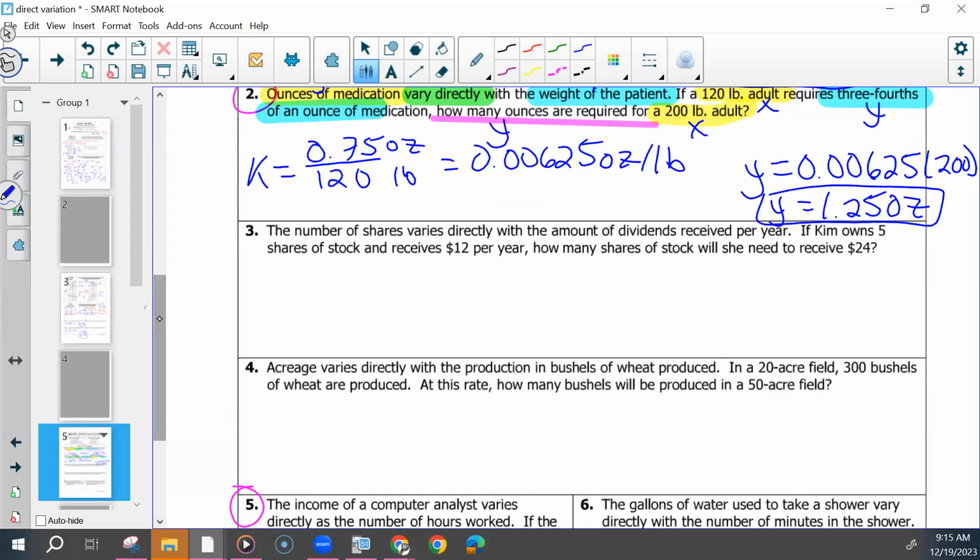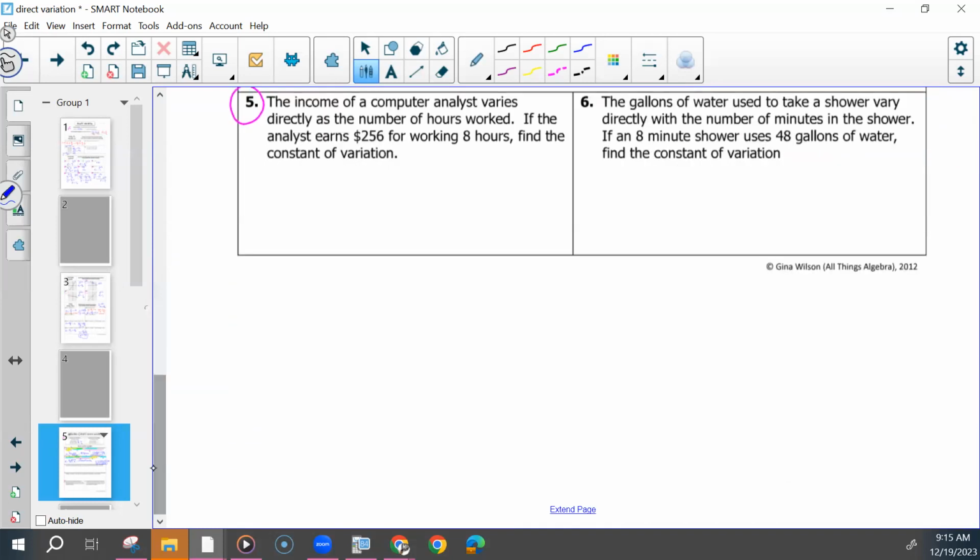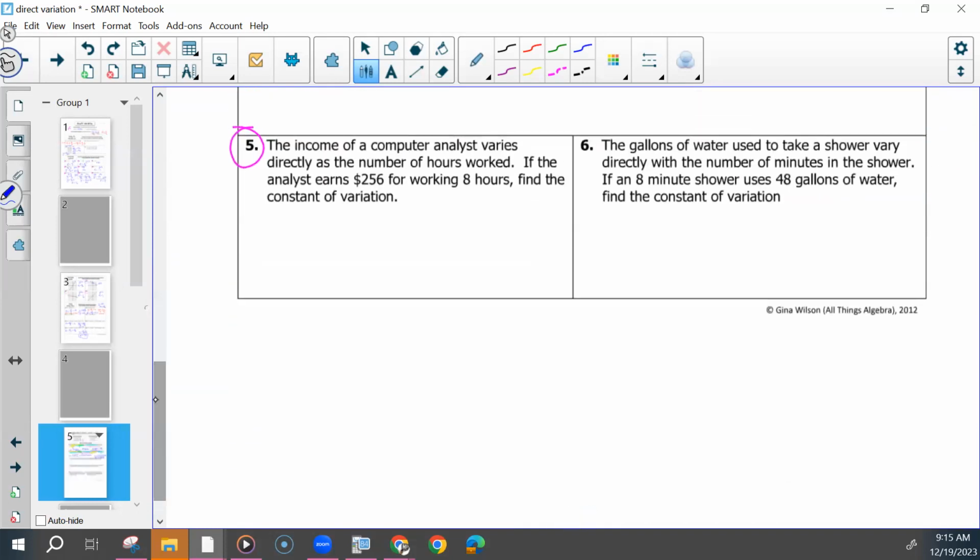We're going to skip down to number 5, and let's read through that one. The income of a computer analyst varies directly as the number of hours worked. If the analyst earns $256 working 8 hours, find the constant of variation. What is important there?